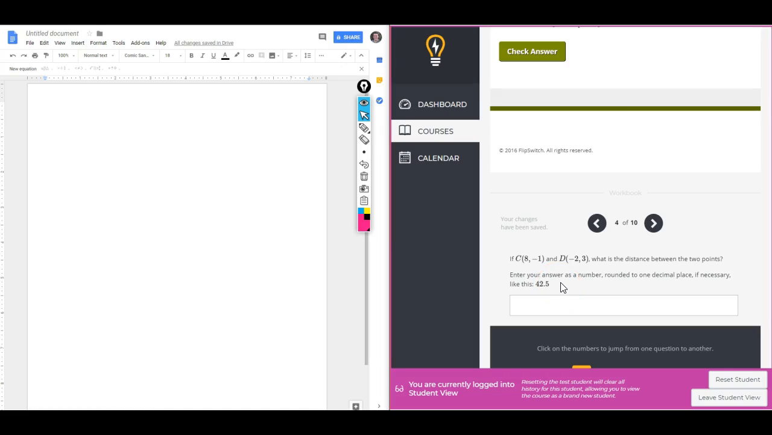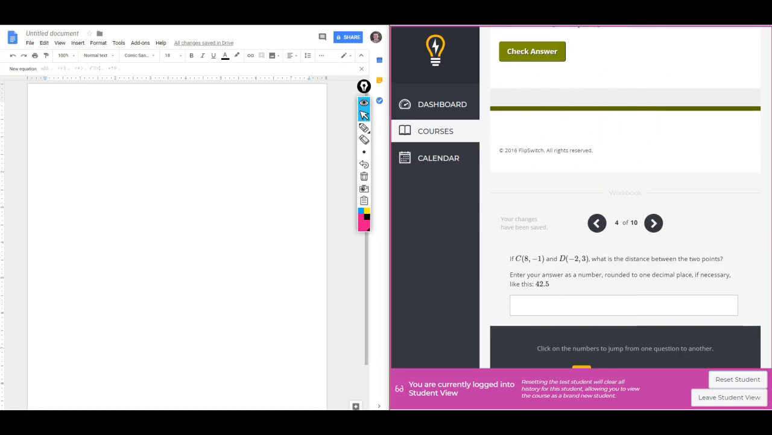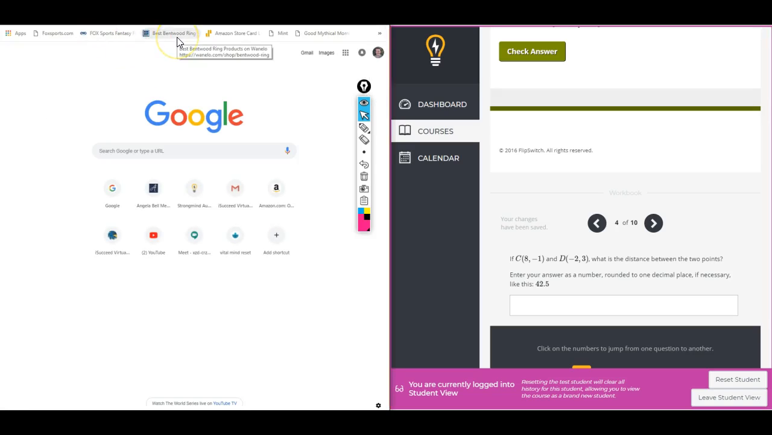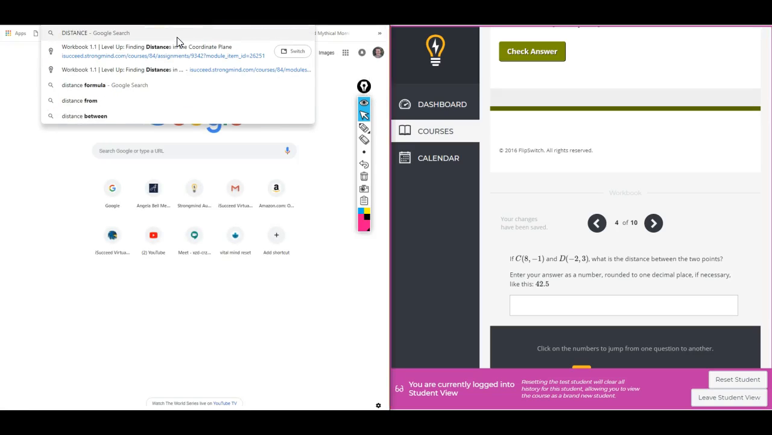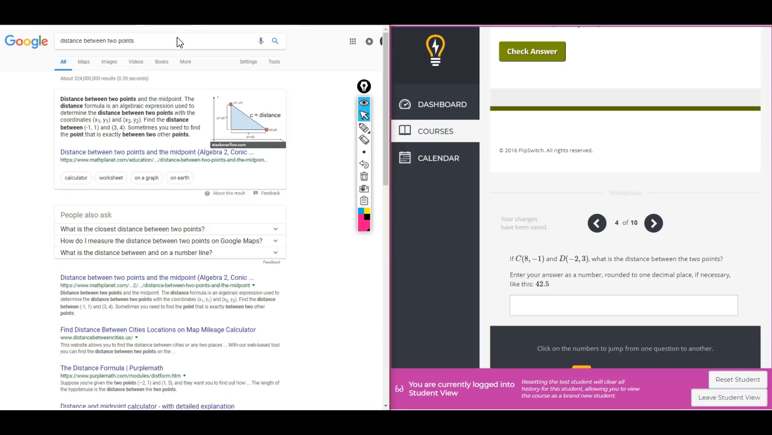Okay, this is how I would navigate this if I didn't remember how to find the distance between 2 points and I couldn't figure it out using the information in the notes. I would pull up a new tab and I would type in distance between 2 points. And then it can pull up a distance formula.